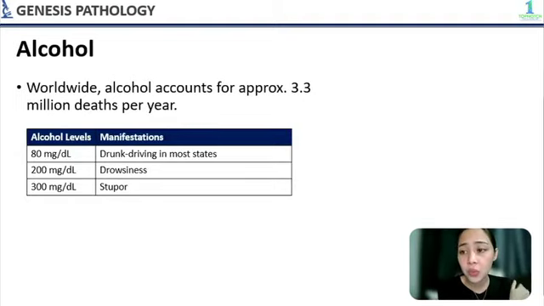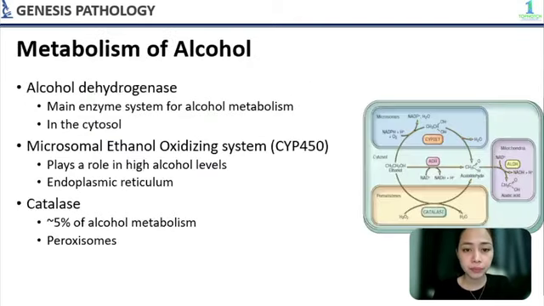Next is alcohol, which accounts for approximately 3.3 million deaths per year. So that's a lot. So this is a table summarizing some of the manifestations. At 80 milligrams per deciliter, this is the definition of drunk driving in most states in the US. At 200 milligrams per deciliter, drowsiness, 300 stupor. So nice to know din, yung amounts of alcohol exhaled in the breath is proportional to the blood levels. So this is the basis for the breath test in drunk driving.